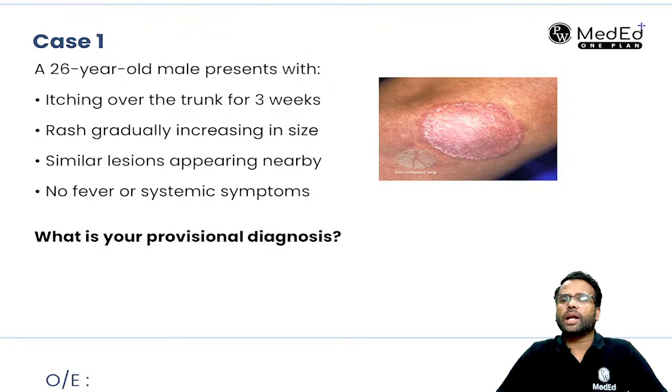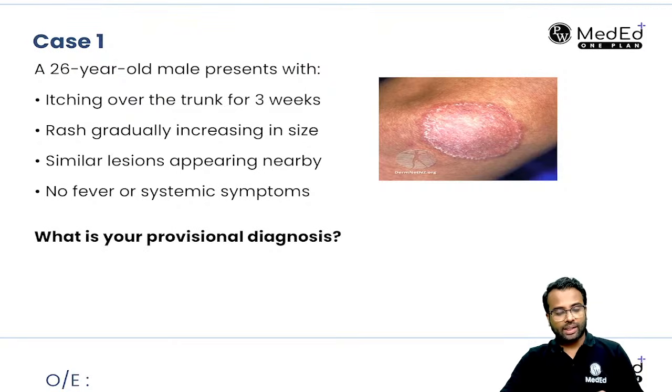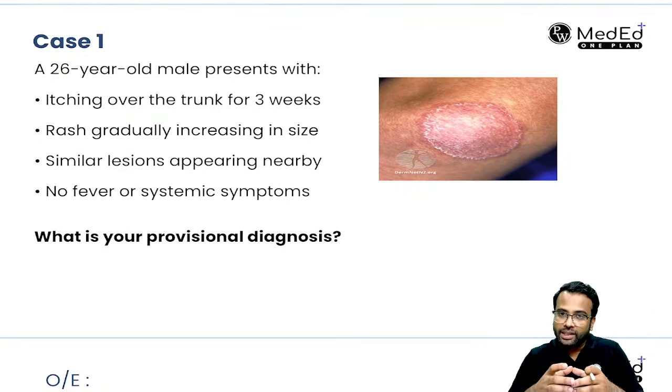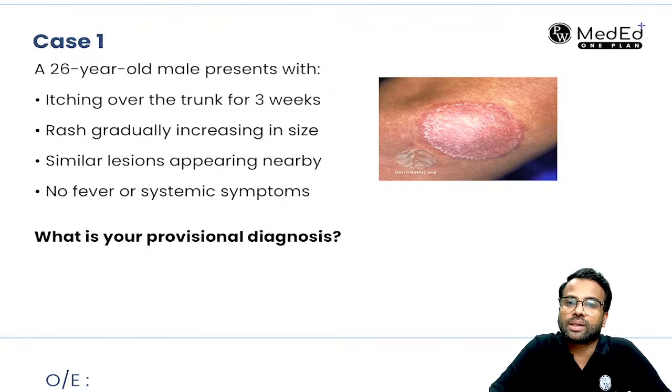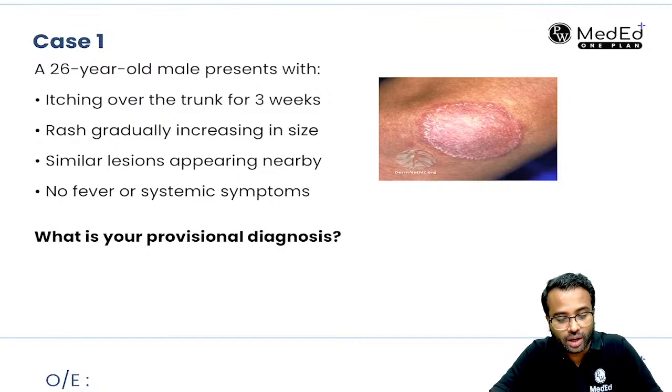When any patient comes to you saying, for the last 3 weeks I'm having this kind of lesion on my trunk, and it is constantly increasing in size, and the patient also complains of some itching. So the itching here is a very important clue for you, and the lesion is also increasing in size.